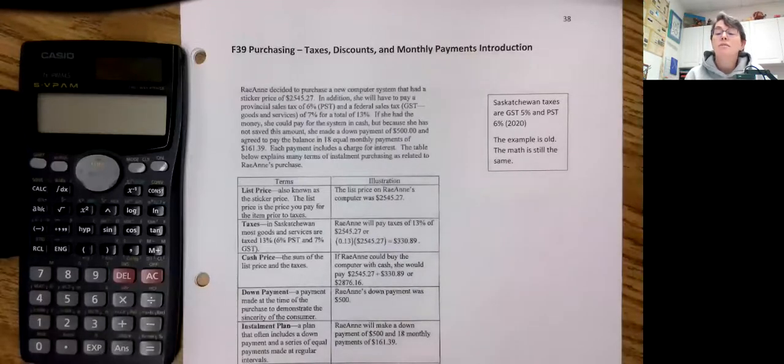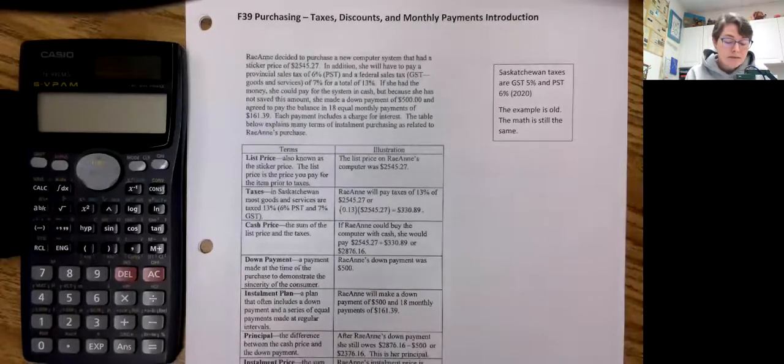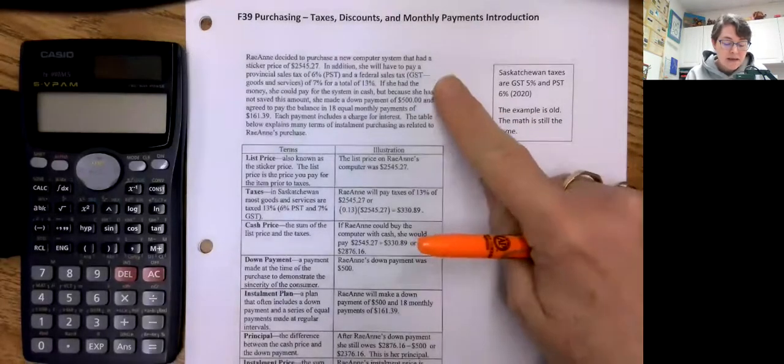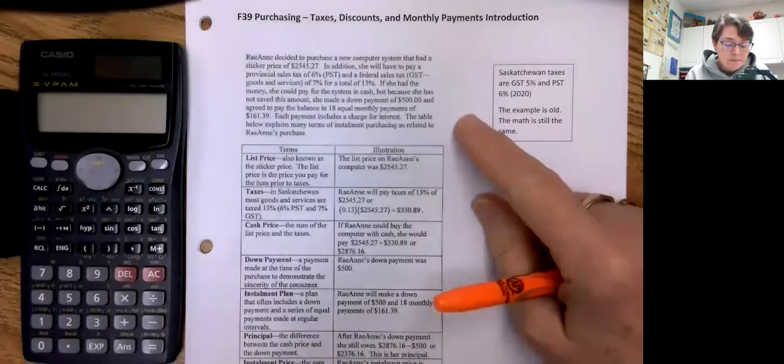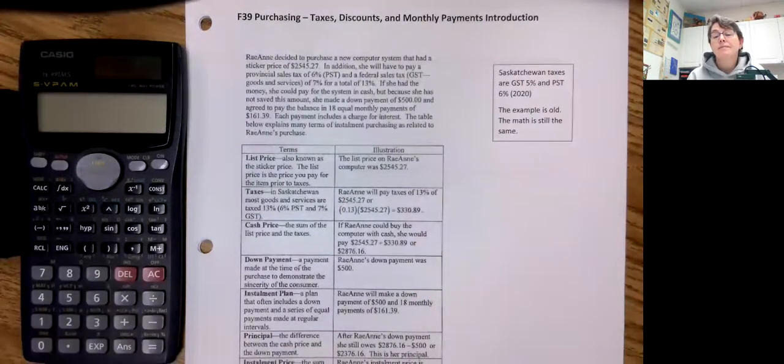And I'll be completely honest with this. I took this out of an old Math 20 textbook. It is one of the best and it explains everything we need to know all in one spot using an example. So it says Rand decided to buy a computer system and she has to pay taxes. He's going to do a down payment. So I guess I'm being lazy. I don't feel like reading through that. So let's just go through it.